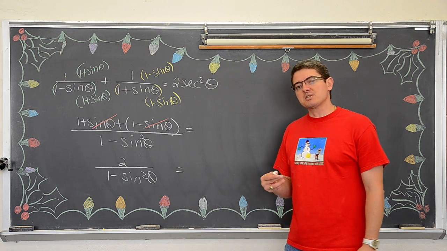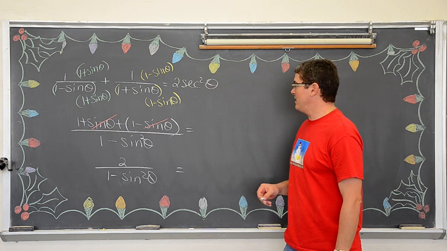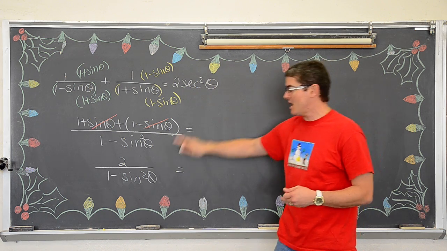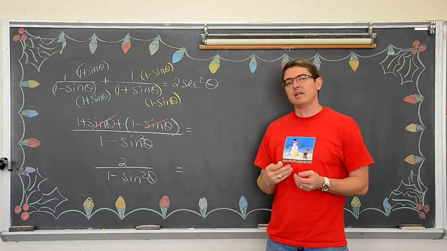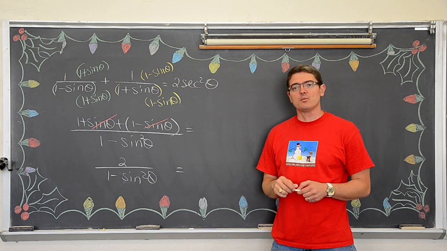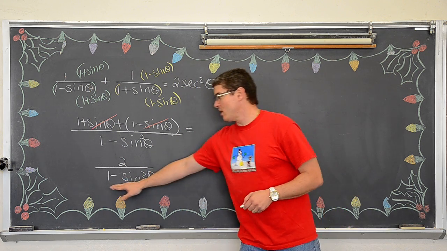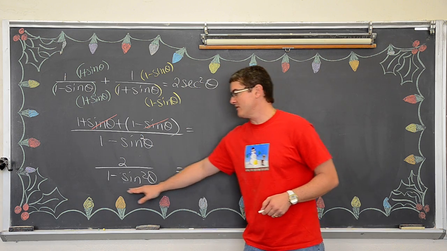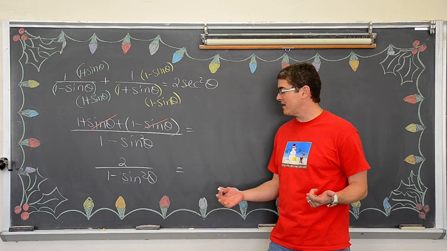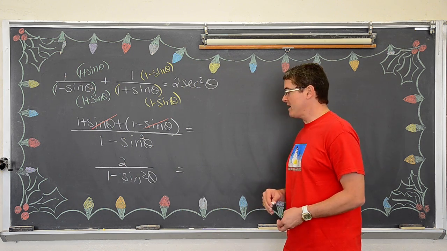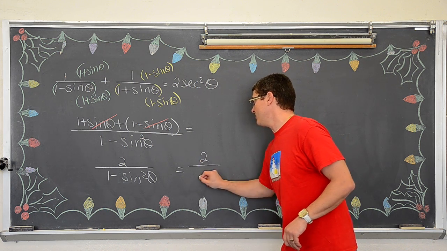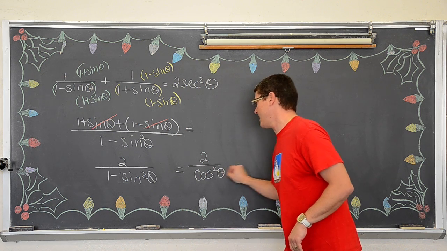Secant is 1 over cosine, so secant squared is equal to 1 over cosine squared. So I need a denominator that has a cosine function in it. Well, the first Pythagorean identity says sine squared plus cosine squared equals 1. If I were to manipulate that, so one side of it said 1 minus sine squared theta, the other side would say cosine squared theta. So 1 minus sine squared theta is going to come out, and with a substitution using the Pythagorean identity, I get 2 over cosine squared theta.